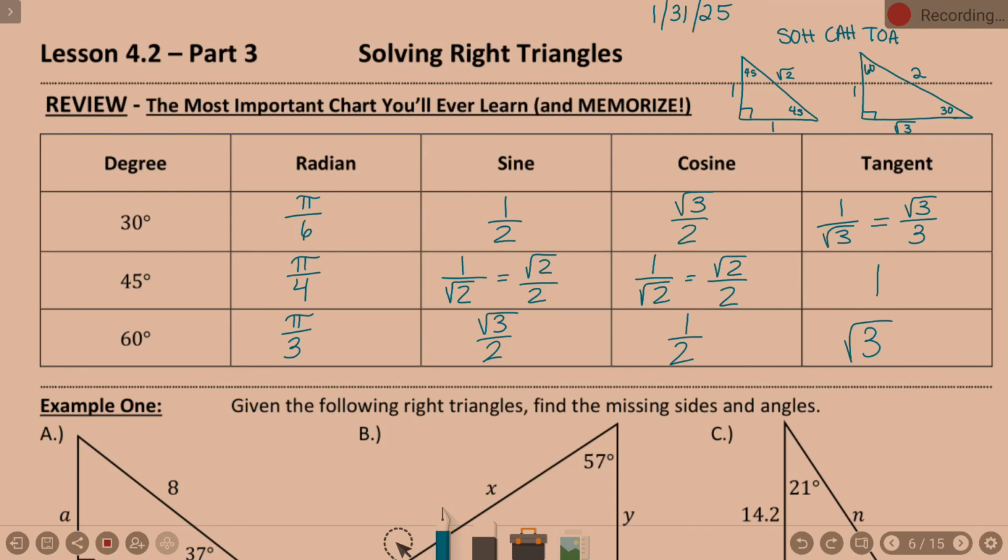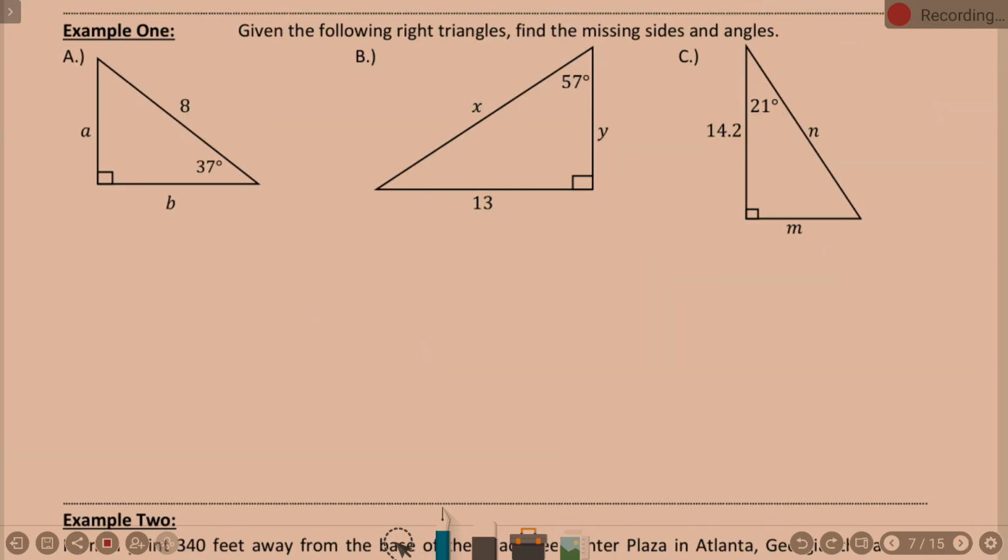Now, are you ready for today's actual lesson? We are solving right triangles. Given the following right triangles, find the missing sides and angles. Every triangle has 3 sides and 3 angles. You are to find anything they don't tell you, which usually means you have to find 3 items. Usually you're going to know 2 angles and you have to find 1 angle.